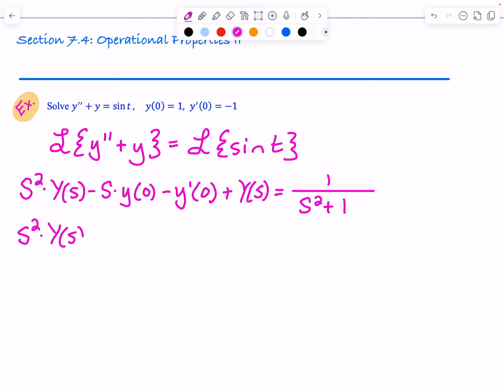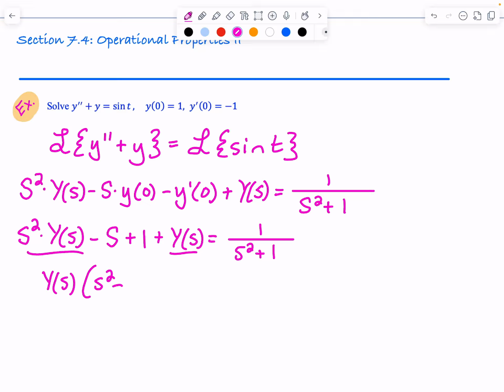All right, let's go ahead and put in everything. Okay, got that. And then y of 0 is 1, so I'm going to have a minus s. Minus y prime, that's a negative 1, so I'm going to have a plus 1 plus Y of s equal to, nothing changes. All right, so I'm going to do a couple things here. You can see that Y of s is in this term and that term, so we're going to get Y of s times s squared plus 1. And this side's still going to have this fraction, but I'm going to add s and minus 1 from the other side.